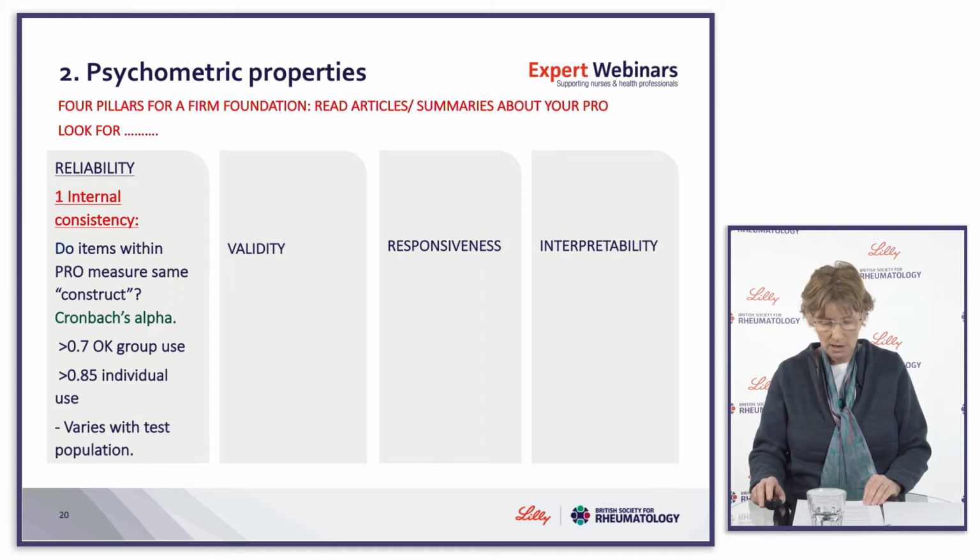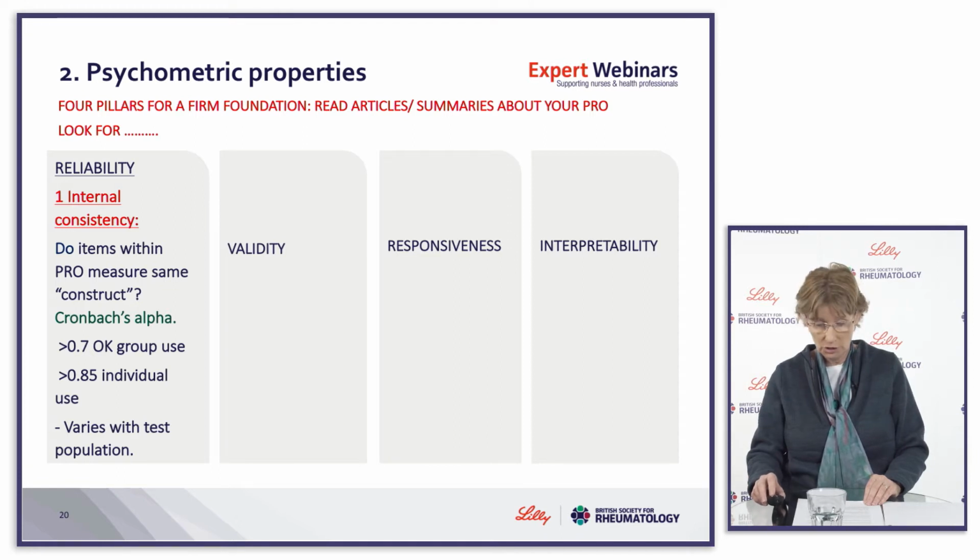So first of all, reliability. There are 2 main types for PROMs. The first is internal consistency. So do the items or questions within the PROM measure the same construct or concept? Does the review or the results that you found include a test called Cronbach's alpha? If a PROM has an alpha score greater than 0.7 on a scale of 0 to 1, it can be used in audit and research with groups of people. And if you want to measure an individual's progress, then the Cronbach's alpha should be more than 0.85.